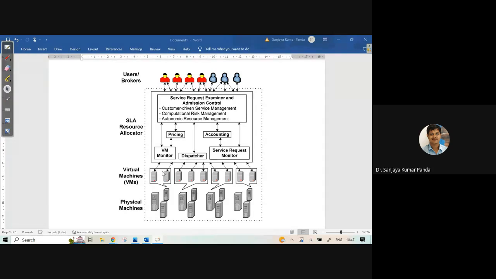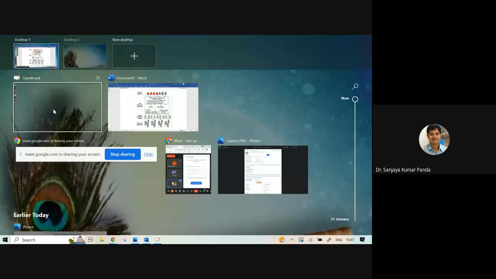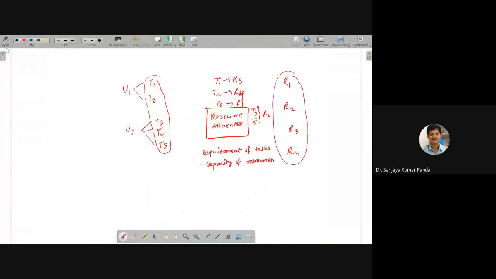So, but in order to support the service level agreement oriented resource management, what does it actually require? It requires first a unit called service request examiner and admission control. So whatever service request a user has submitted, first it has to check whether it can satisfy that requirement of the user or not. For example, let us go back to this discussion again.